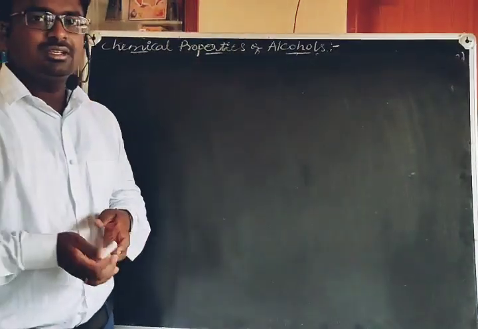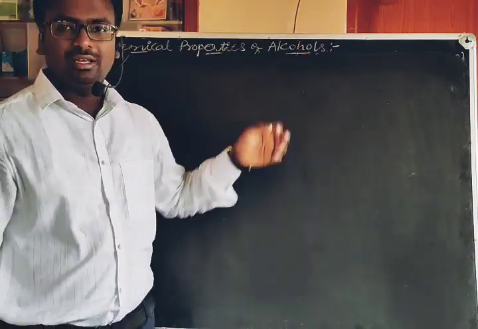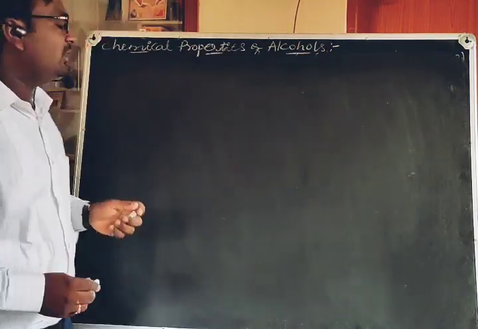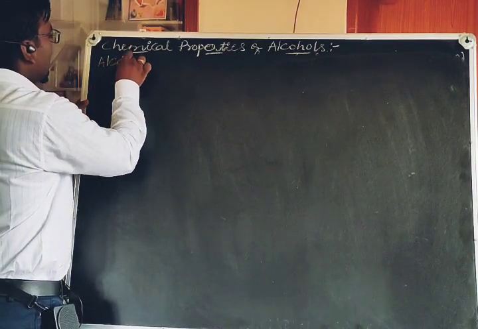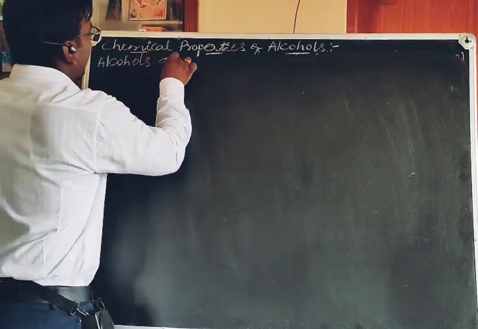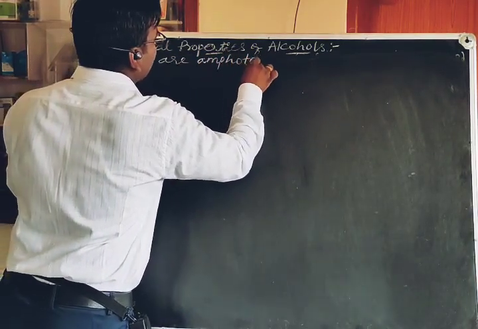Dear students, now we shall discuss the chemical properties of alcohols. We know that alcohols are amphoteric substances. Alcohols are amphoteric in nature.